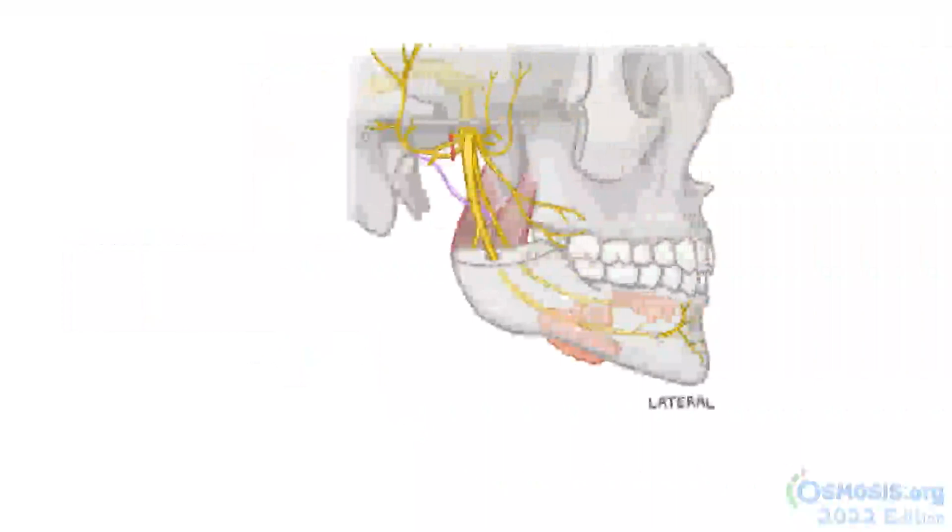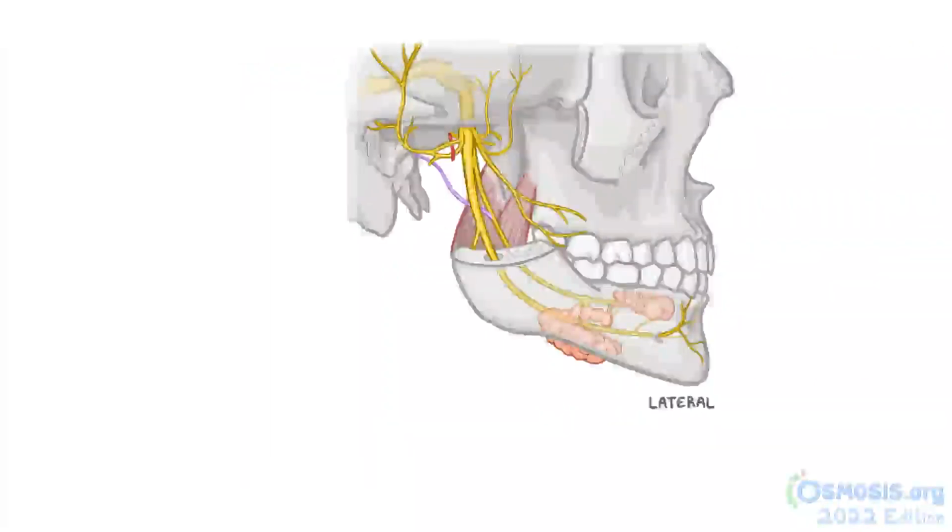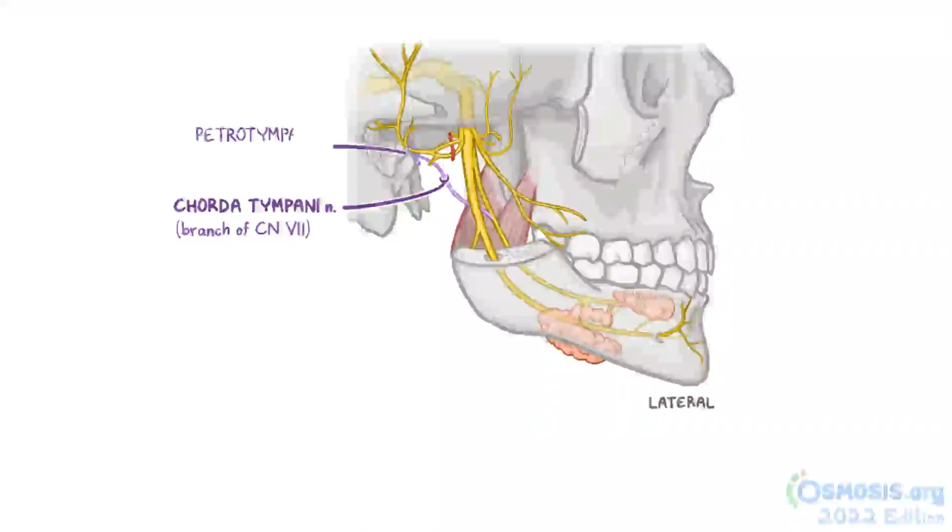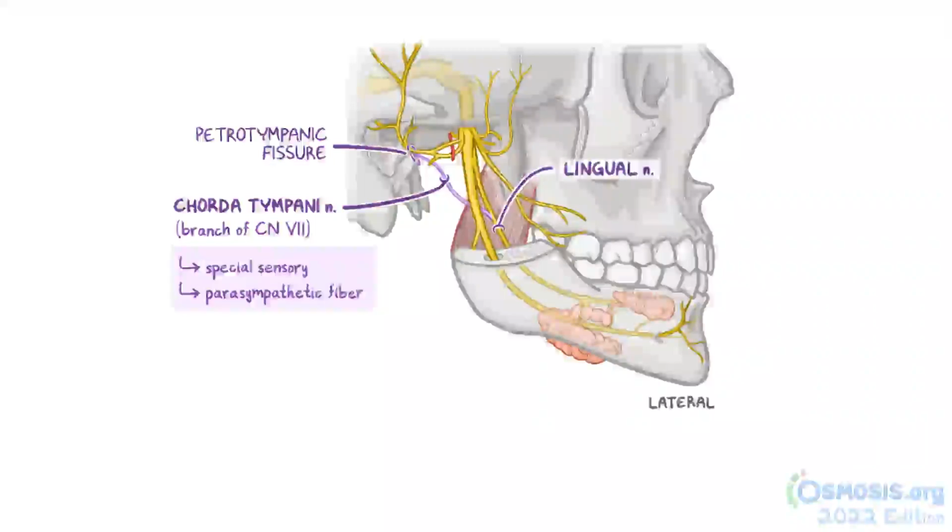Great! Now, besides these 6 mandibular nerve branches, the infratemporal fossa is also home to the chorda tympani nerve, which is actually a branch of the facial nerve or cranial nerve 7. The chorda tympani nerve exits the skull via the petrotympanic fissure to enter the infratemporal fossa. Then, deep to the lateral pterygoid muscle, it hitches a ride with the lingual nerve to supply the tongue. In fact, this nerve has both special sensory and parasympathetic fibers.